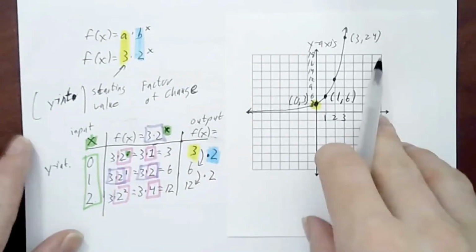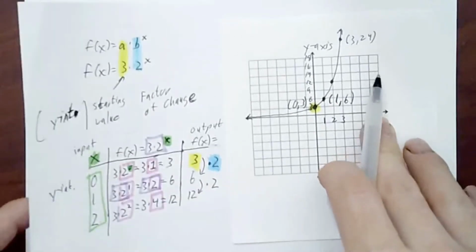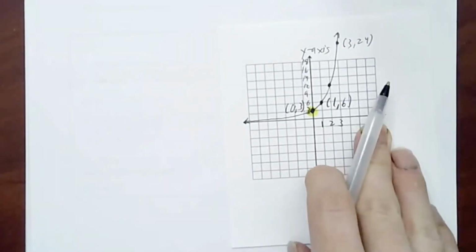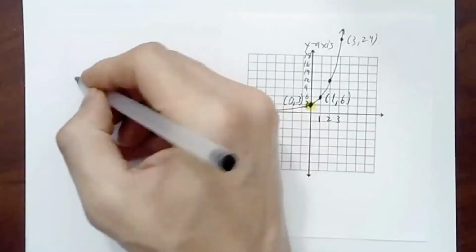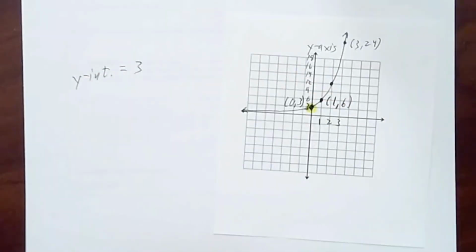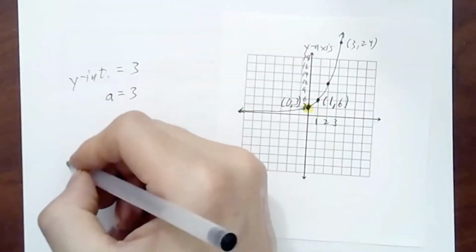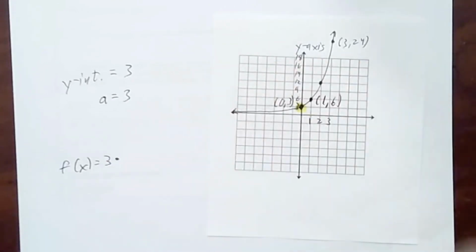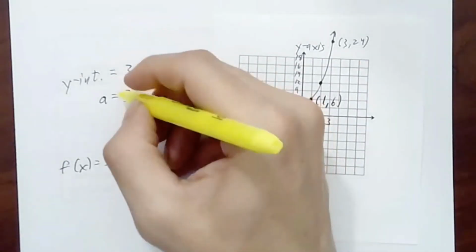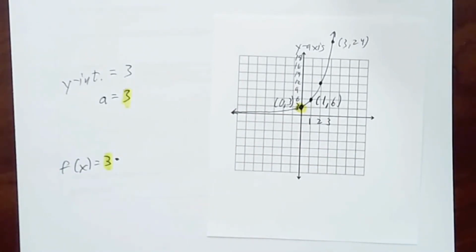Let's assume now that I did not have all this information that gave me my graph, and instead I was given a graph and no equation. So if I'm looking at this graph, a couple things I notice first. First, I notice that my y-intercept is 3. Therefore, I can draw the conclusion that my a value is 3. So now my function starts off f of x equals 3 times something. But what is that something? Well, that something needs to be my factor of change. So now I need to look at my output values.